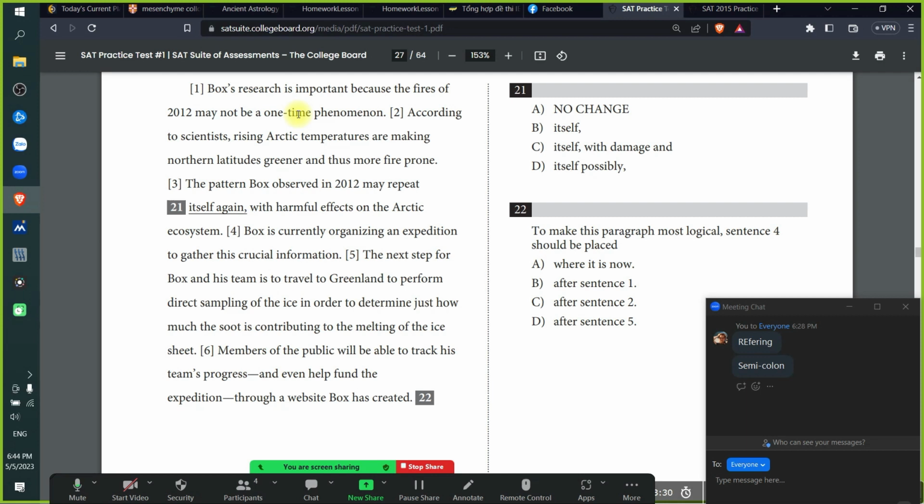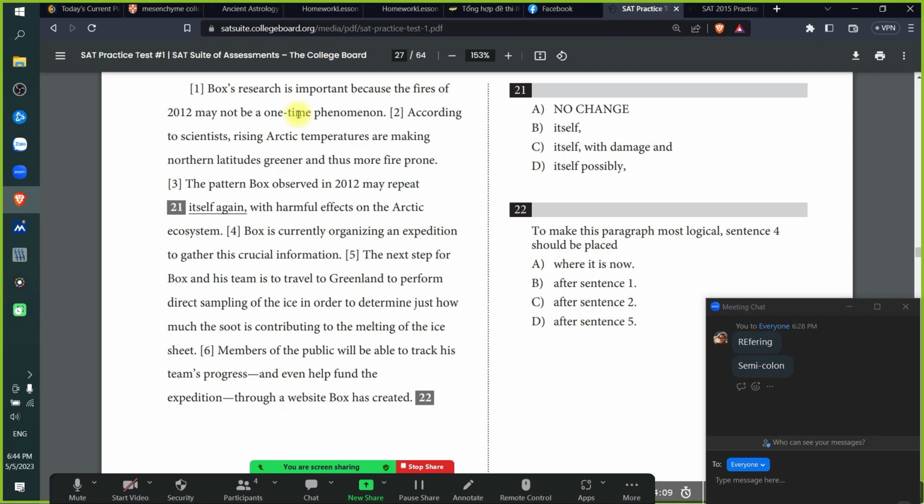Number 3. The pattern Box observed in 2012 may repeat itself, with harmful effects on the Arctic ecosystem. The pattern that Box recognized when he observed in 2012 may repeat, with harmful effects on the Arctic ecosystem. Number 4. Box is currently organizing an expedition to gather this crucial information. Box is currently arranging an expedition to get this crucial information. Number 5.